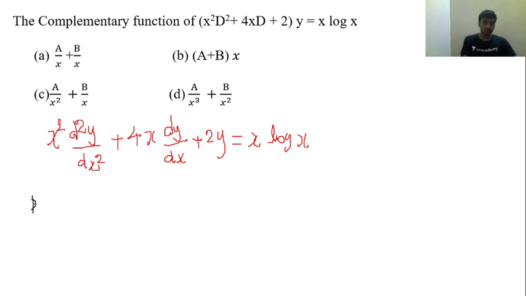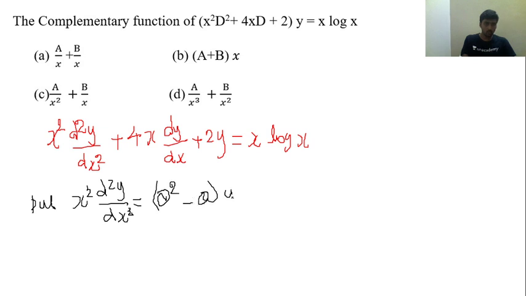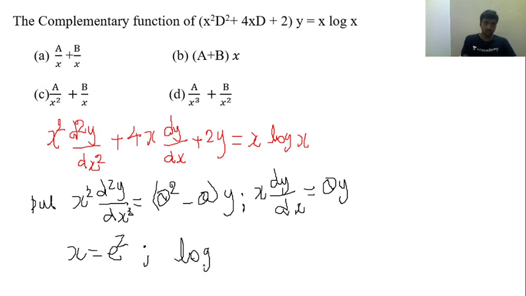The substitution: put x square into d square y divided by dx square is equal to theta square minus theta into y. Then x into dy divided by dx is replaced by theta into y. Now one more thing, x is equal to e power z, and log x is equal to z. So these are the substitutions. The first two belong to the LHS side. The remaining two, x is equal to e power z and log x is equal to z, belong to the RHS side.